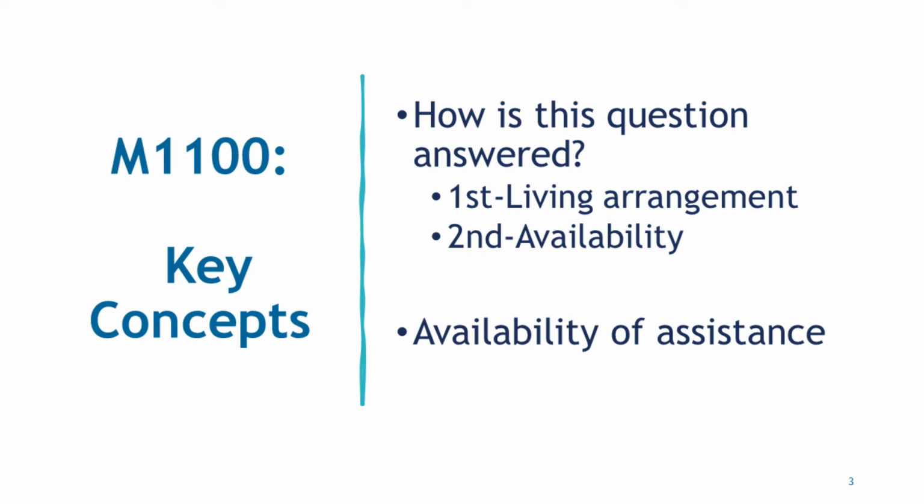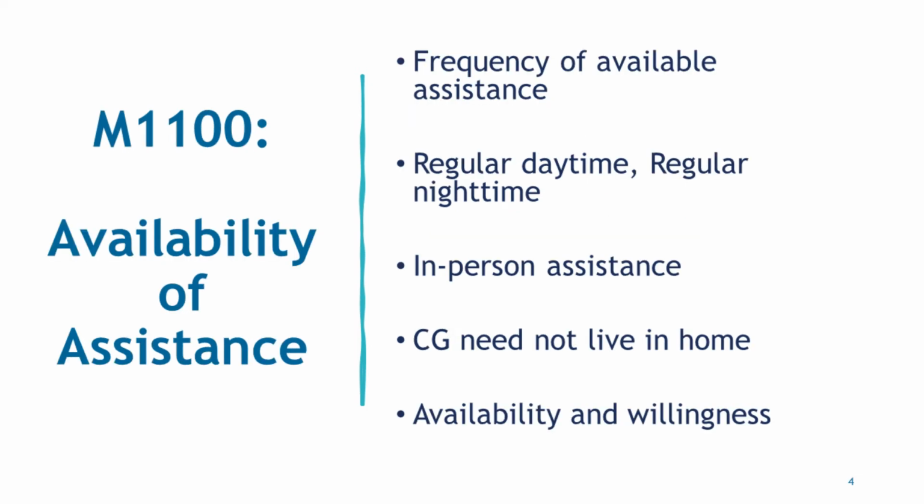Select the appropriate row, A, B, or C, to reflect the patient's living situation. Then select the one response in the column that best describes the availability of in-person assistance at the time of the OASIS assessment. Availability of assistance. Identify the frequency with which any in-person assistance is available. Around the clock means there is someone available in the home to provide assistance to the patient 24 hours a day.